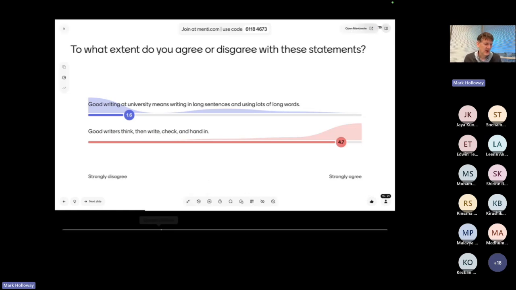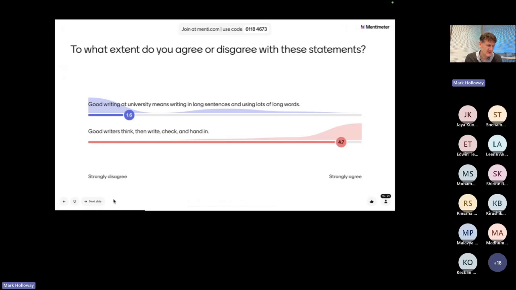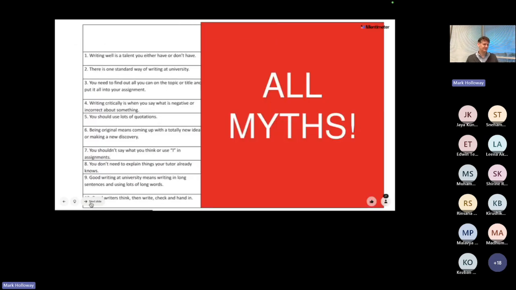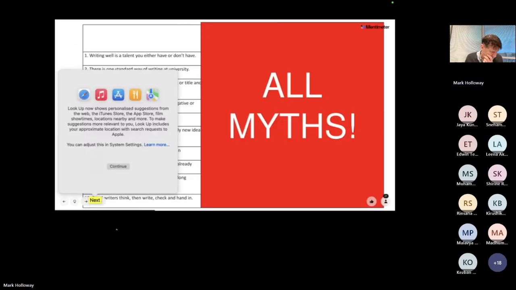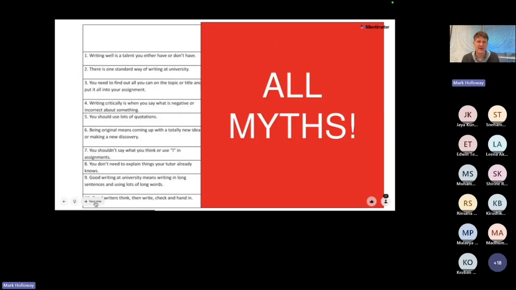So yeah, as a university student, you do need to do all of these things, but not just one and then the next and then the next and then the next. Okay, so point here is that I want to suggest that these 10 statements that we've been looking at are all myths.